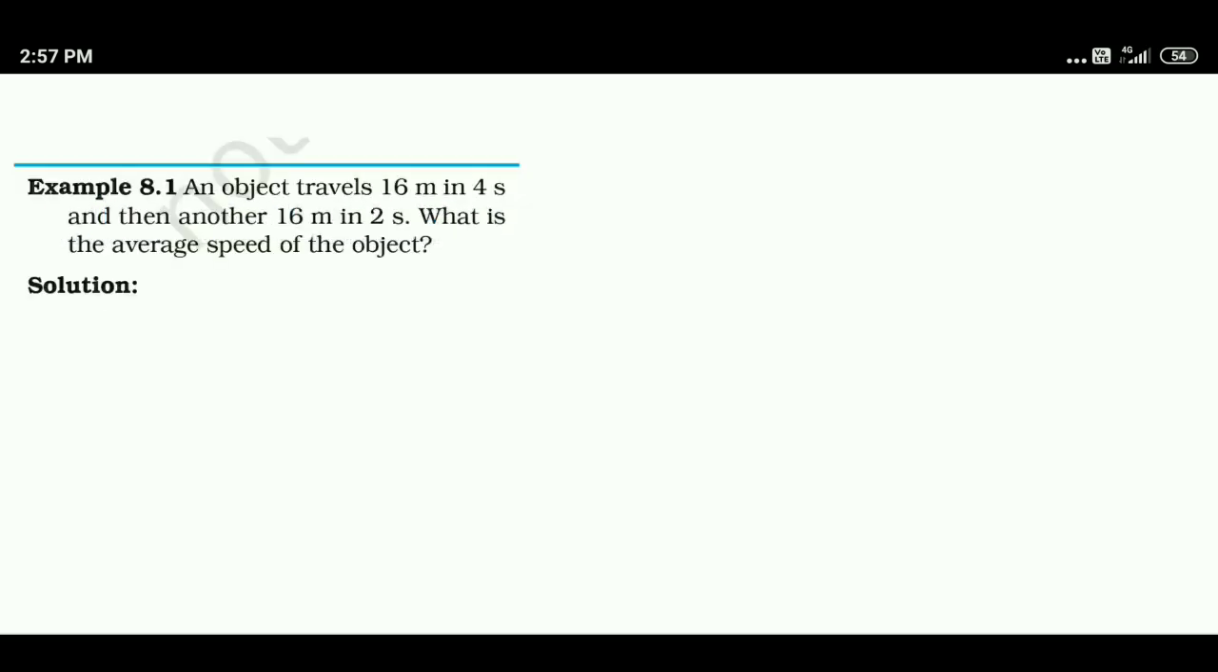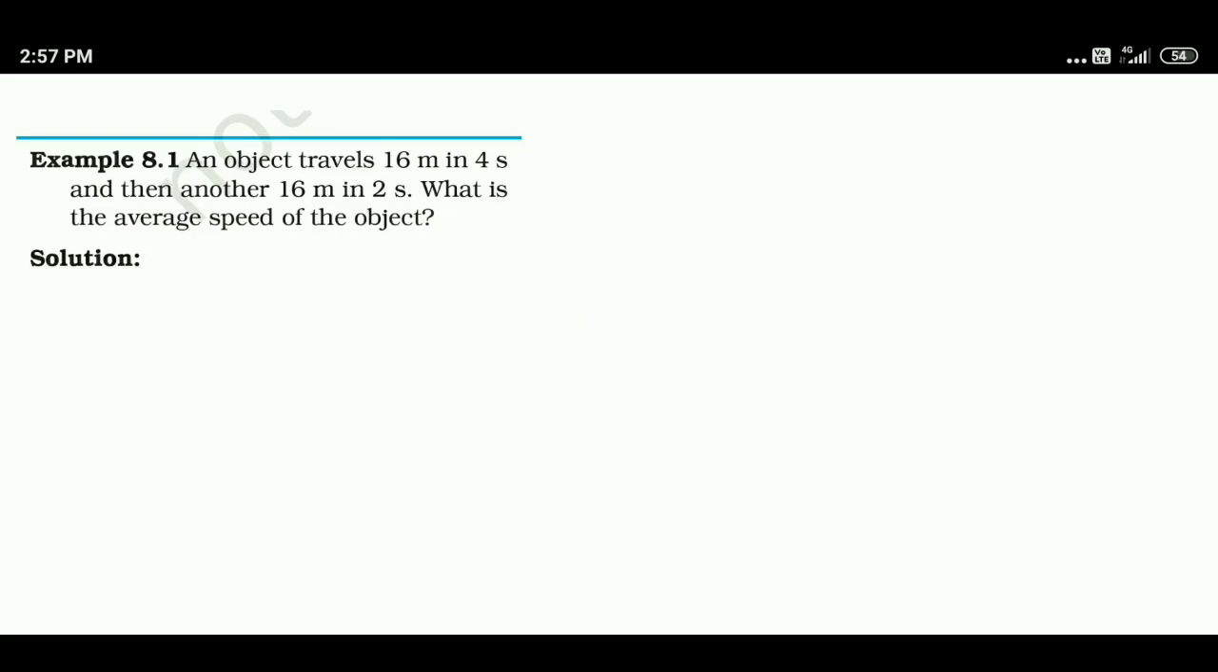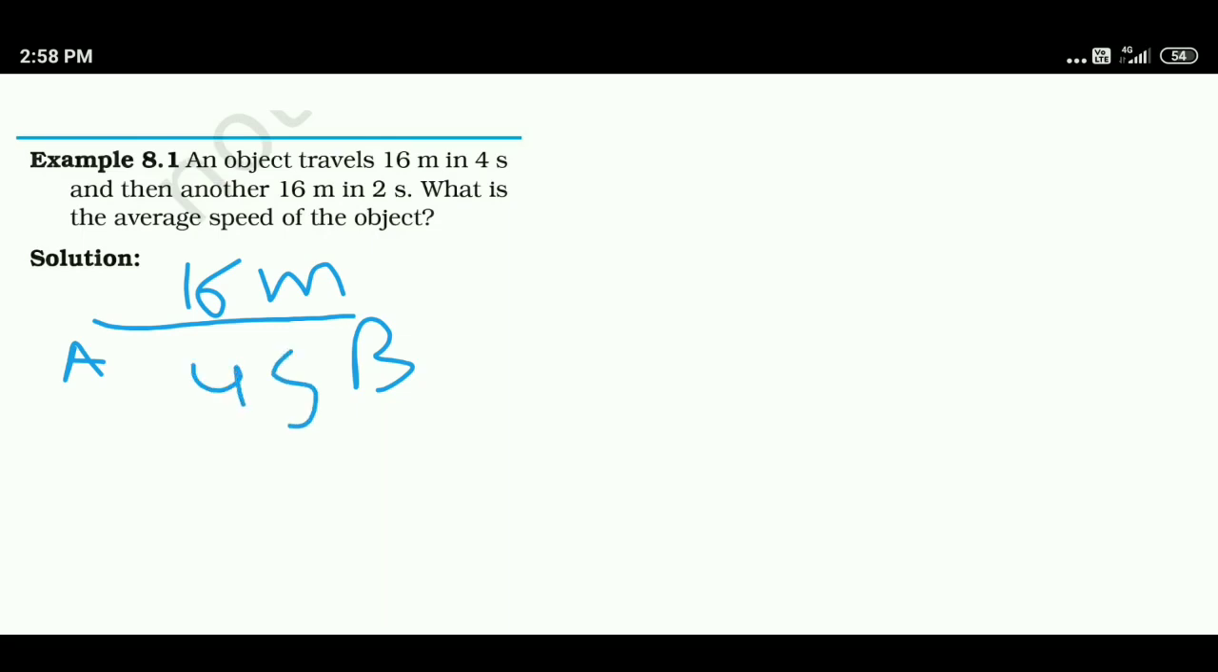See students, this is example 8.1 of our NCERT book. So we will solve it first. An object travels 16 meters in 4 seconds. So let us draw the diagram so we can better understand the question. Here it says 16 meters traveled in 4 seconds. Now it is again saying it takes another 16 meters distance, covered in 2 seconds. The question is asking to find the average speed.